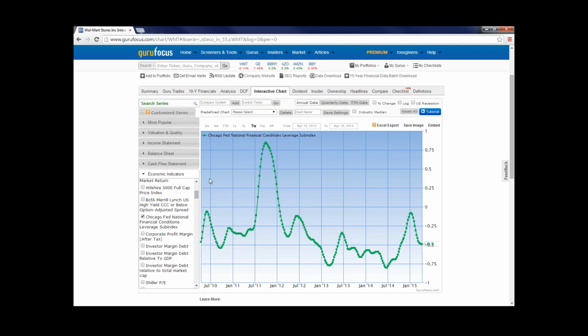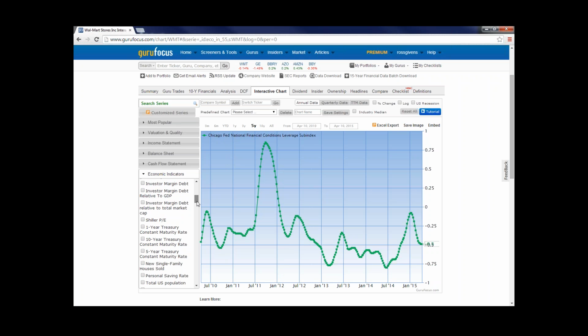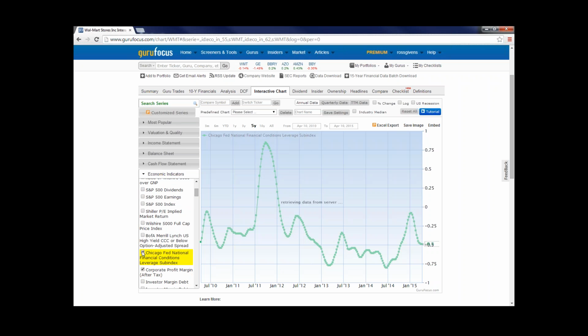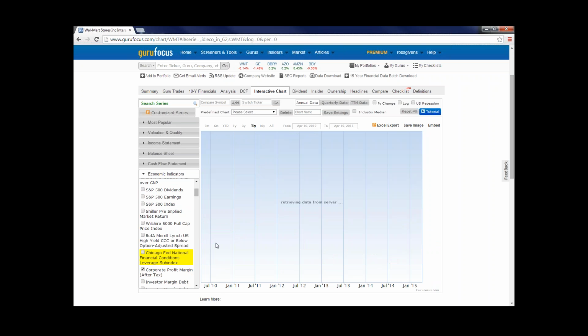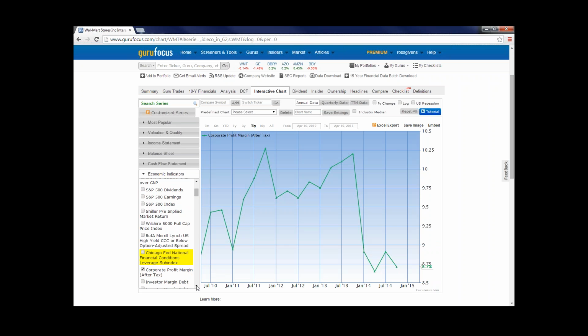But this is a really interesting one, so keep that in mind. Chicago Fed, National Financial Conditions Leverage Subindex. It's one of these down here in the economic indicators. But there's a lot of others, right? I mean, if we're looking for bubble and collapse indications, we've got the use of margin. We can look at what corporate profit margins have been historically and where they stand today in comparison to that. We can look at the investor margin debt. We see margins finally beginning to pull back here.